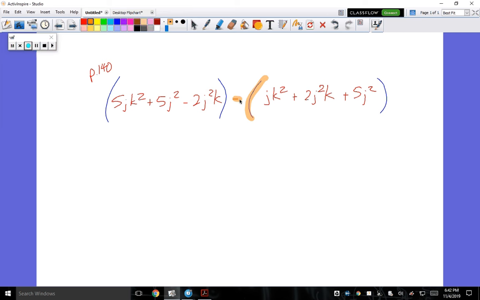Can someone tell me what sign is in front of this parentheses? A positive. So nothing changes, right? None of these change whatsoever if a positive is distributed. But these definitely change. A negative and a positive, a negative and a positive, and a negative and a positive. So this becomes minus all of this. Do you see what I'm saying?